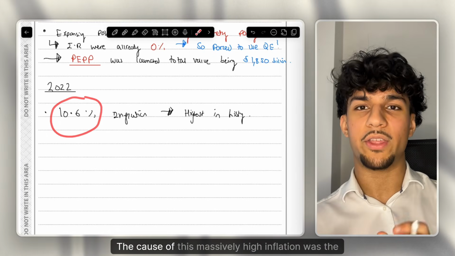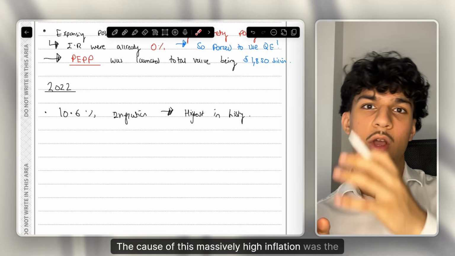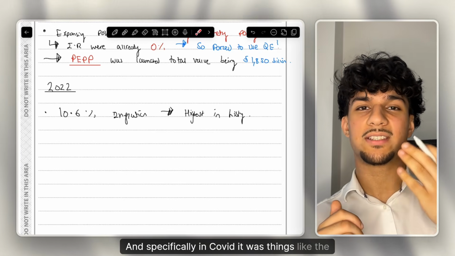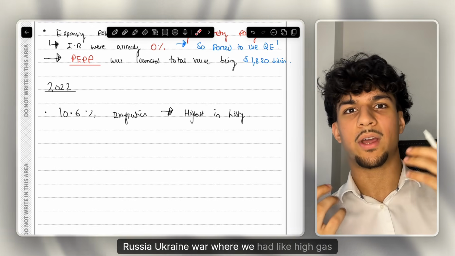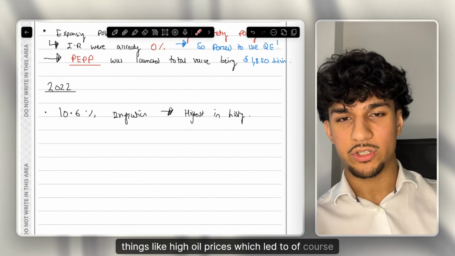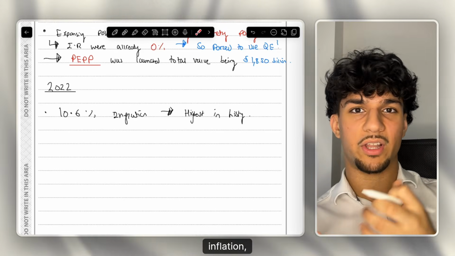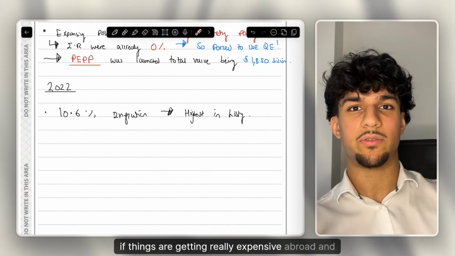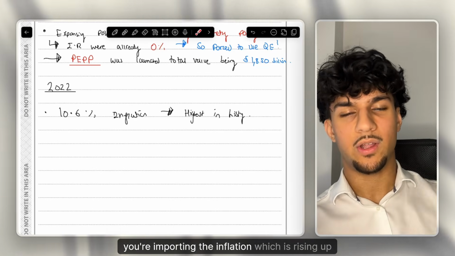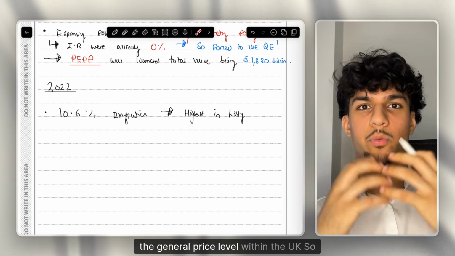The cause of this massively high inflation was the supply side of the economy. Specifically in COVID, it was things like the Russia-Ukraine war, where we had high gas prices and high oil prices, which led to, if you've heard of the concept of imported inflation, things getting really expensive abroad and you're bringing that into your economy, you're importing that inflation, which is raising the general price level within the UK.